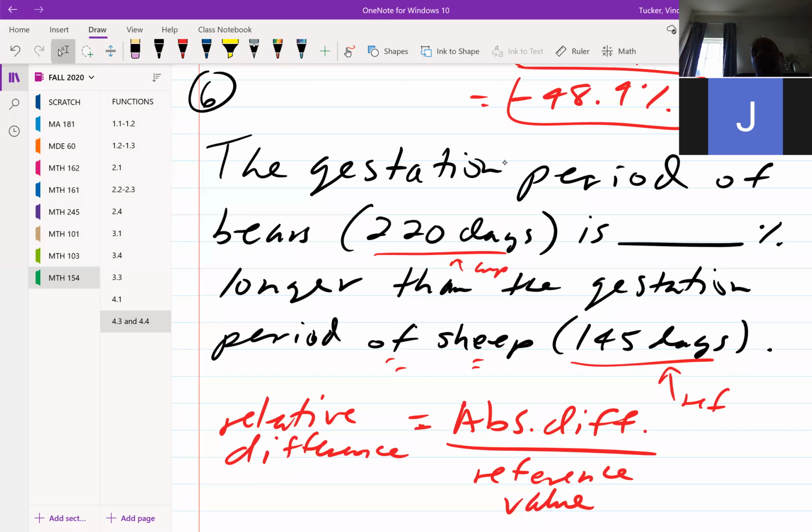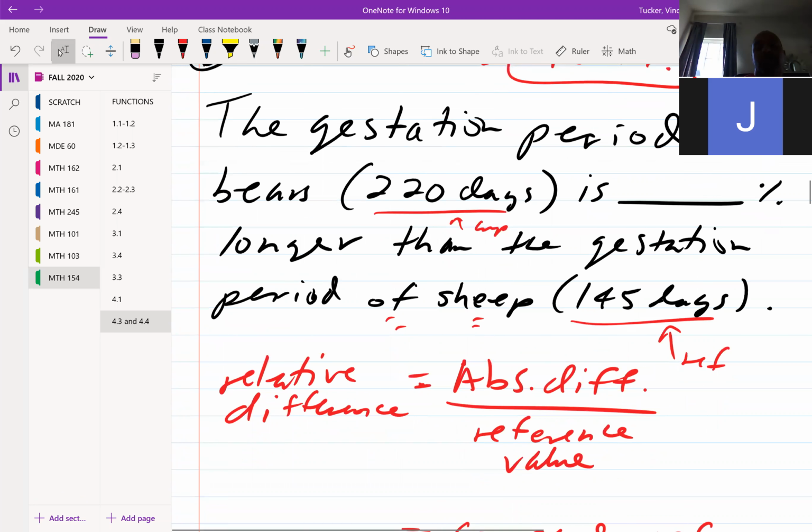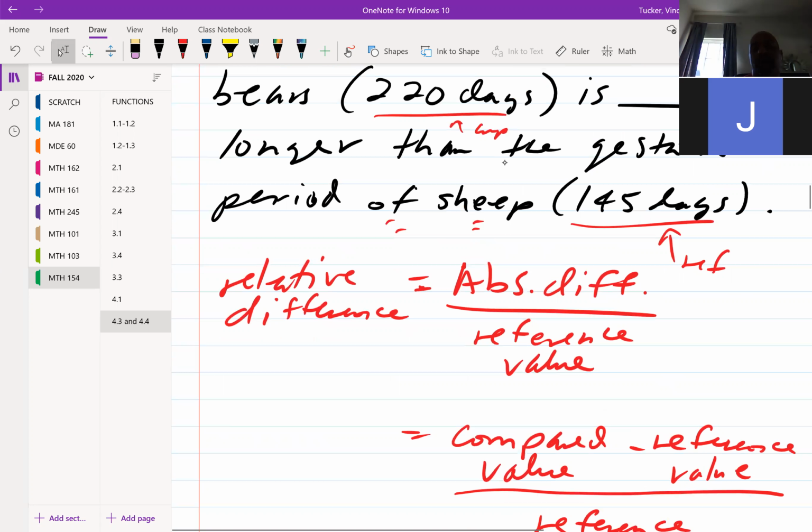So this is the same process, just the terminology is a little different because we're not comparing bears to themselves. It's not like we're having a bear original amount of days, then it increases to 235 or decreases down to 132. We're comparing bears to sheep and their gestation periods. So the terminology changes, but the process is still the same. We're going to do our compared value minus the reference value over the reference value. Remember, we did the new minus the original over the original.